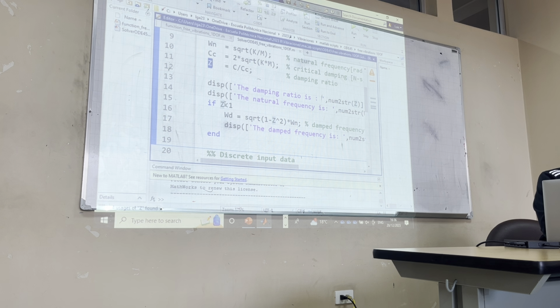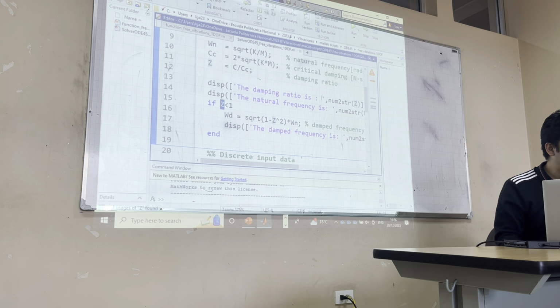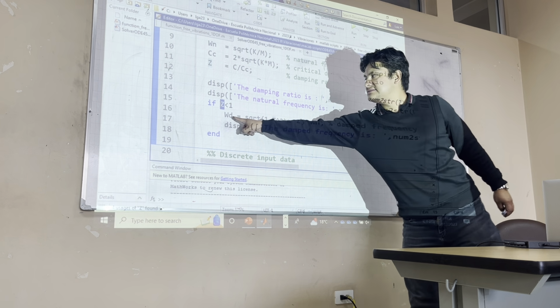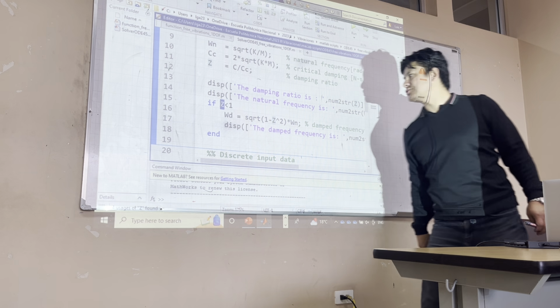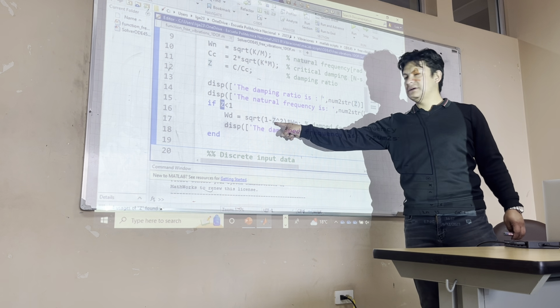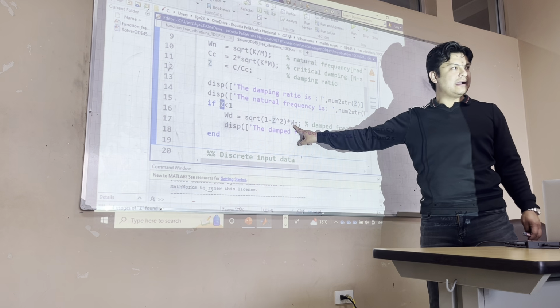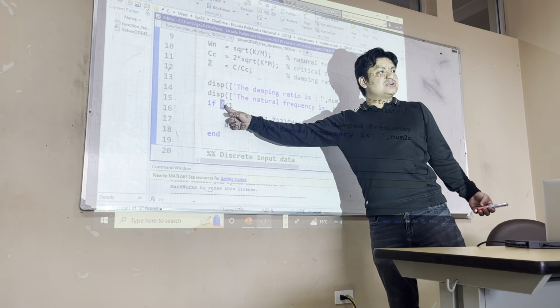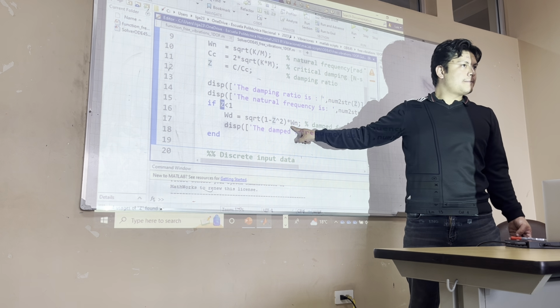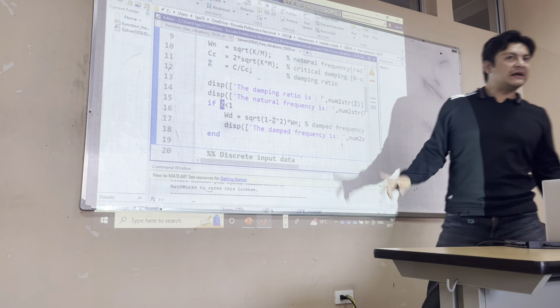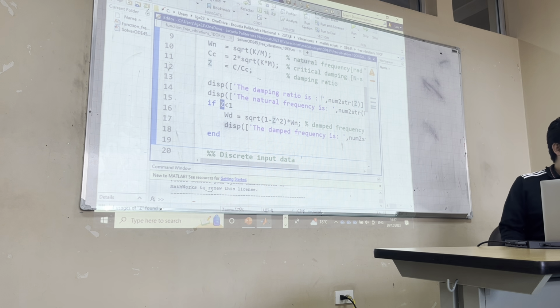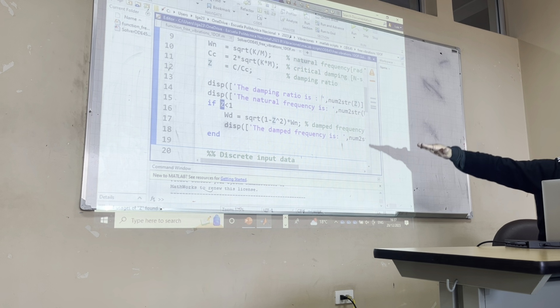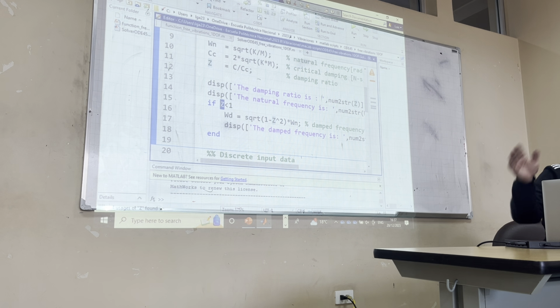And now, if this value is lower than 1, there is another property of the system that exists, which is the damped frequency. How do you calculate it? The square root of 1 minus z squared times omega n. Right? If this value is larger than 1, this doesn't exist. If that value is equal to 1, it doesn't exist either. Everything from here to the top is just defining the problem.